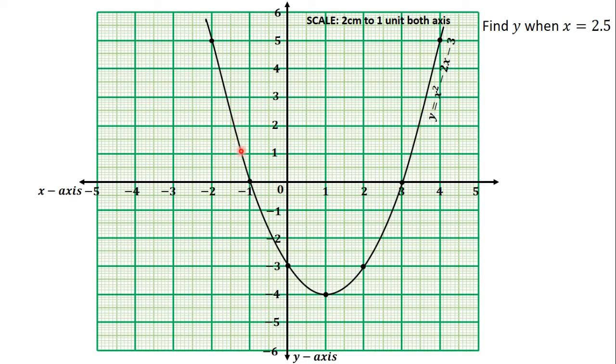So this is the graph of the function y is equal to x squared minus 2x minus 3. We are going to use this graph to find the value of y when x is equal to 2.5. In the previous video, we learned that if you want to find y when x is given, the first thing you have to do is to locate the x value on the x-axis. The x value here is 2.5. So you locate 2.5 on the x-axis.